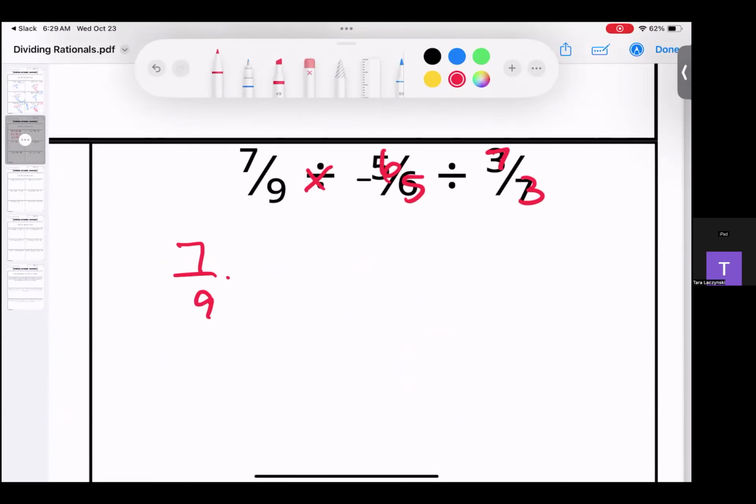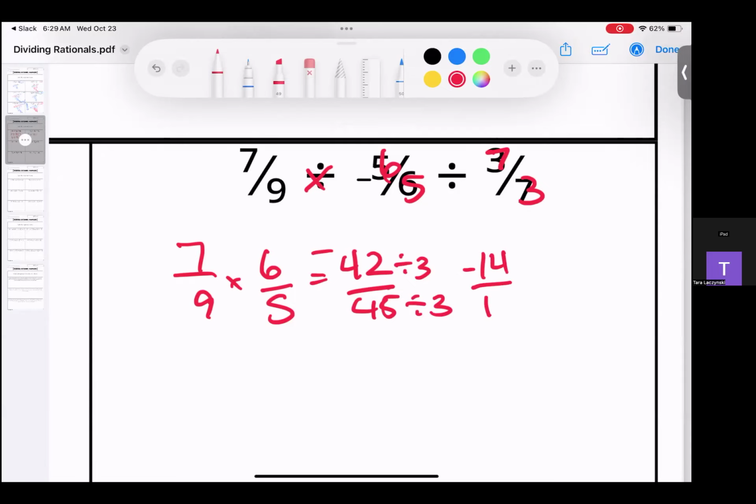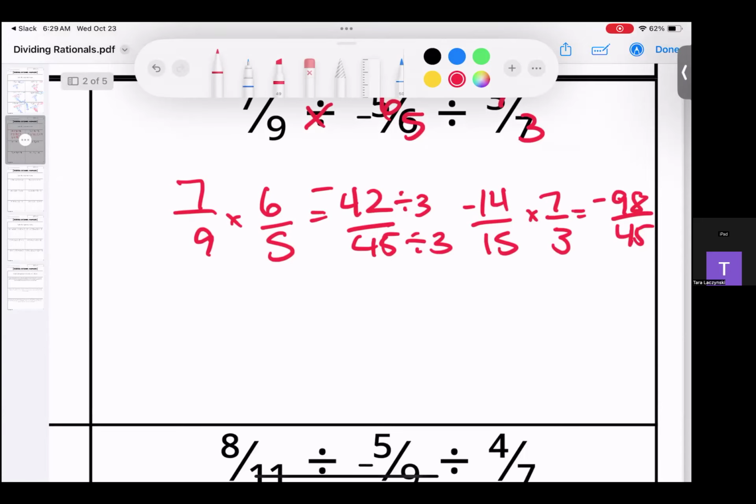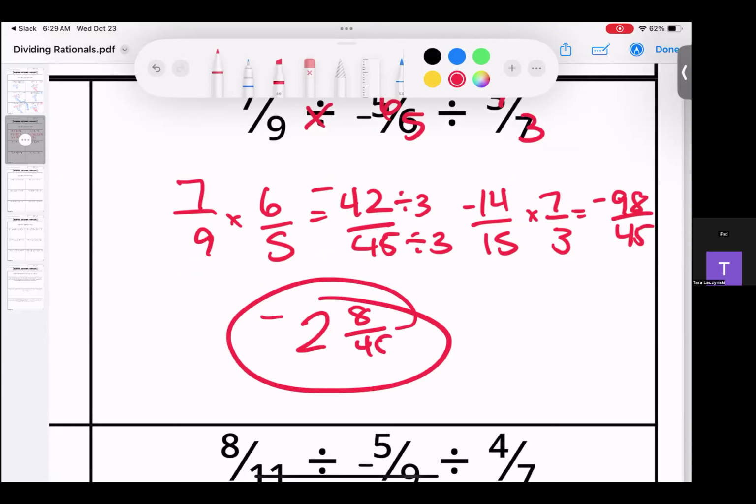7/9 times 6/5 equals 42 over 45, but make it negative. I can divide those both by 3 to get negative 14 over 15, which I then divide by 7/3, or multiply by 7/3, which is negative 98 over 45. Again, improper, please don't leave it that way. 45 goes into 98 two times, leaving 8 45ths, but make it negative.